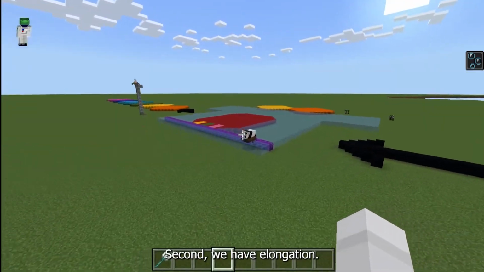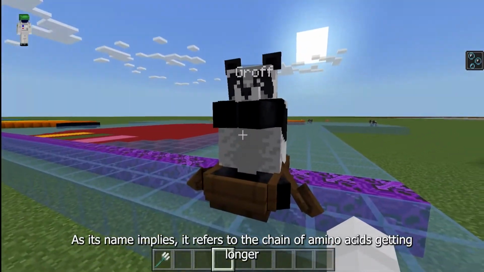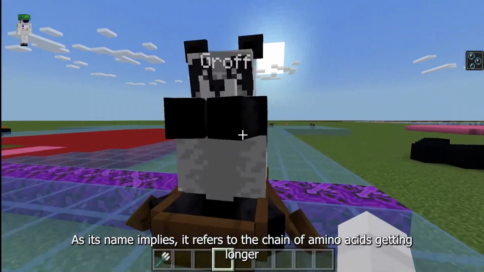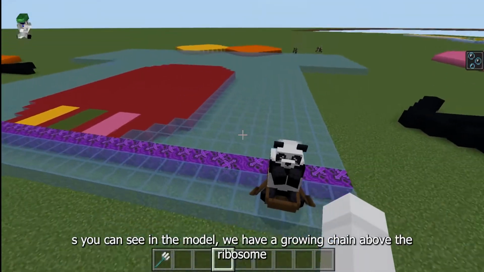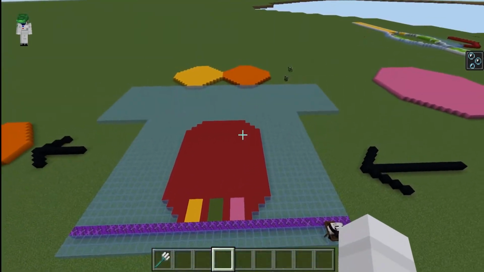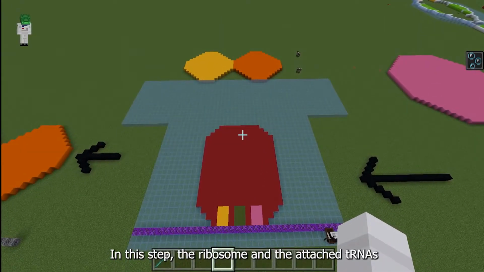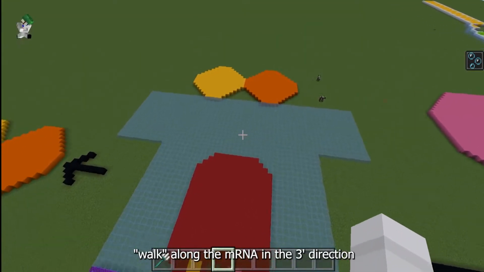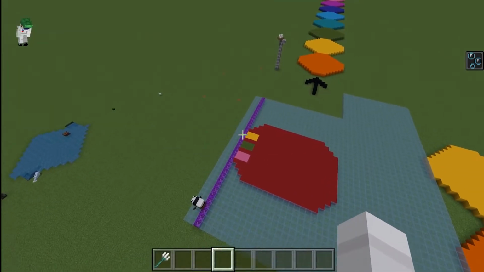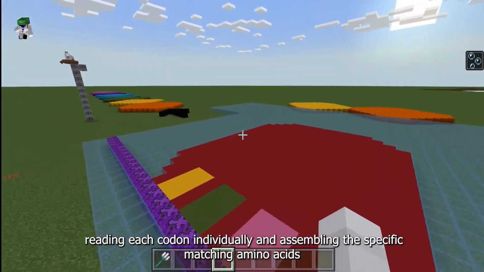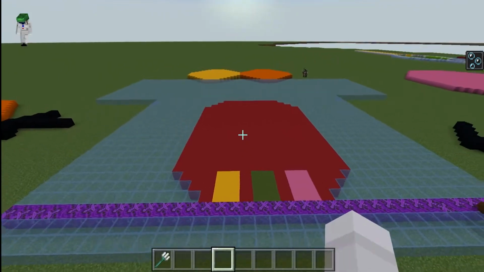Second, we have elongation. As its name implies, it refers to the chain of amino acids getting longer. As you can see in the model, we have a growing chain above the ribosome. In this step, the ribosome and the attached tRNAs walk along the mRNA in the 3' direction, reading each codon individually and assembling the specific matching amino acid.